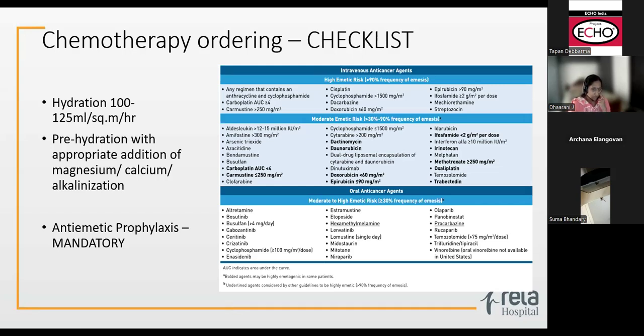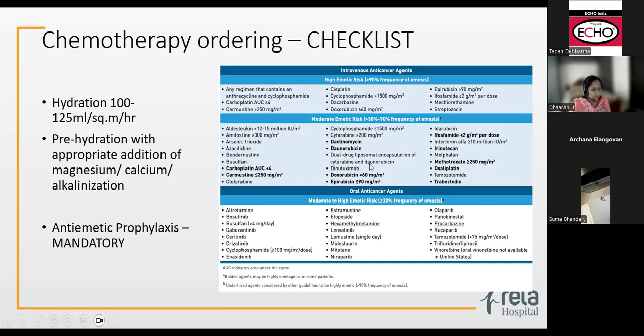So I will not go into detail here, but there are some drugs which we know are of very, very high emetogenicity. So if we give them, definitely they'll have vomiting. So the most important drug that we need to remember is cisplatin, and cyclophosphamide, doxorubicin, ifosfamide at higher doses. So cisplatin name should come here. So anyone getting cisplatin should at least get two antiemetics before we start the chemotherapy.